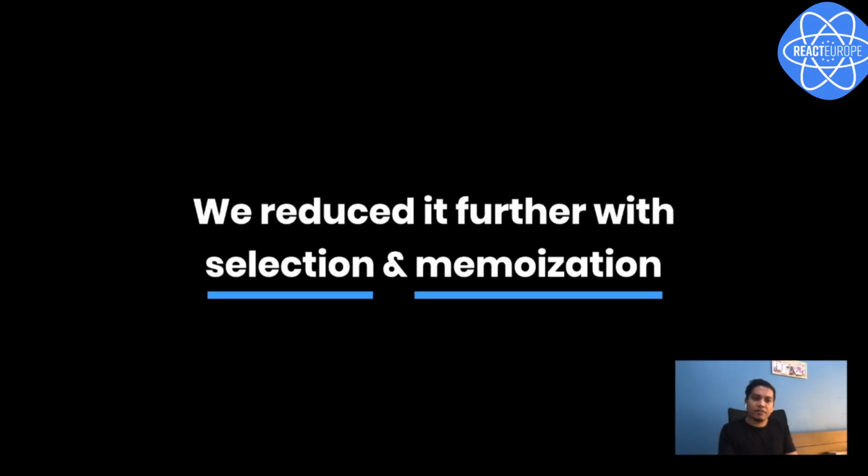And we did that with recommended performance tuning techniques like selection and memoization. Selection selects a part of the global state, whereas memoization caches the output of functions with the same input. So it speeds up things, and we achieved some better performance with this. But we were looking for more.